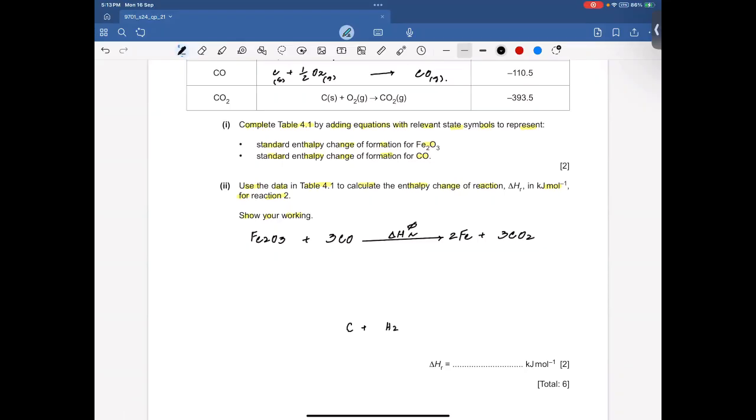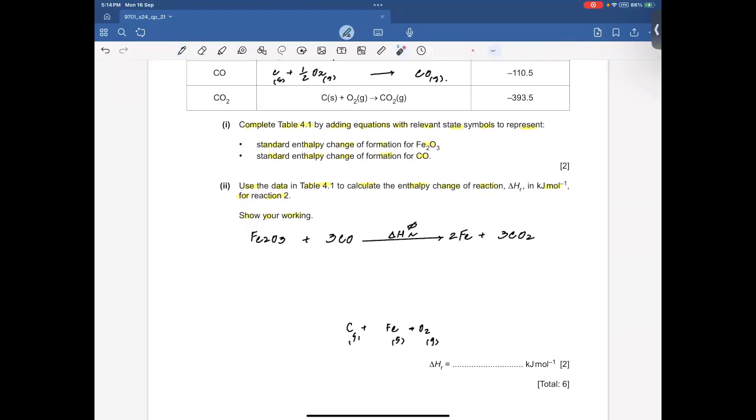So from the equation, I need these three elements: iron, carbon, and oxygen. No hydrogen here. Oh, that's easy. Okay. Under standard conditions, iron is solid, carbon is solid, and oxygen is gas.